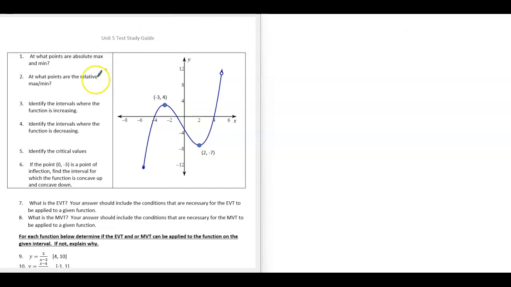All right, let's go ahead and move on to number 6. Number 6 says, if the point (0, -3), which we're going to guesstimate is right about here, is a point of inflection, find the interval for which the function is concave up and concave down. Now, the reason I specified that this was the point of inflection is because that's where it switches from one form of concavity to another. So on this half of my graph, we have one form of concavity, and on this side we have another form of concavity. And so this one is asking us to identify the intervals for which the function is concave up and down. So I'm going to abbreviate here, con up and con down.